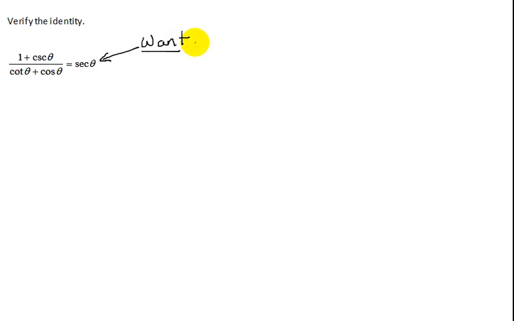I want secant theta. And just to remember, what is secant theta equal to? 1 over the cosine of theta. That is where I'm going. So I start with the left-hand side and we just write it out. So I have 1 plus cosecant theta over cotangent theta plus cosine theta.